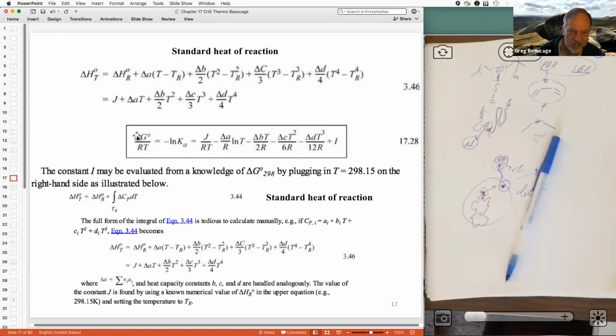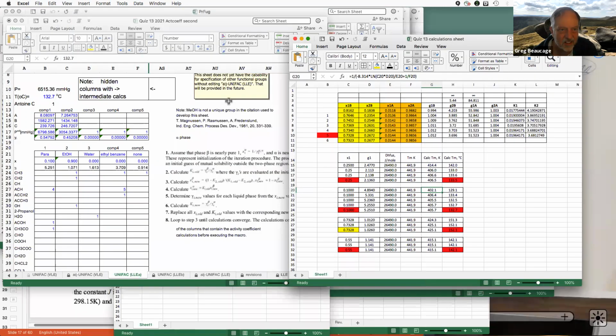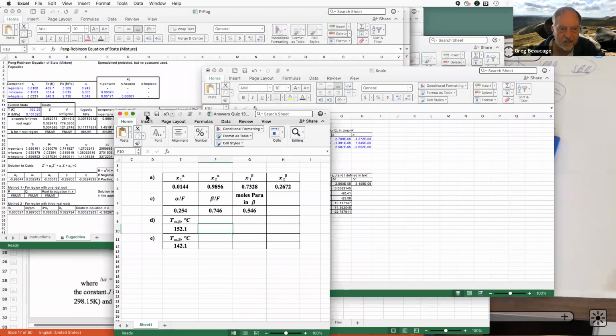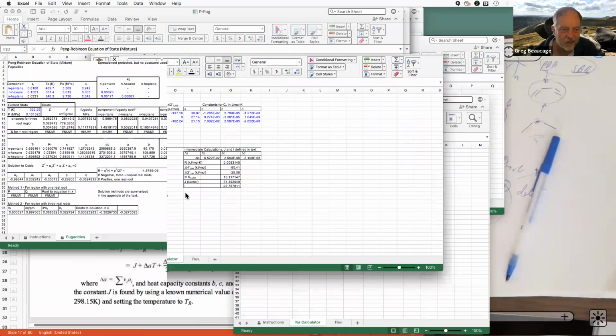Then you can get delta G at different temperatures. An exponential of minus delta G over RT is Ka. That gives you the Ka temperature dependence. Okay, so that's messy, so it's just programmed. This is just a sequence of calculations, right? It's programmed in Excel, and it's called KCalc. So actually, we don't need this thing anymore. Quiz 13, don't need the answers. It's this KCalc thing. So it looks pretty simple here.